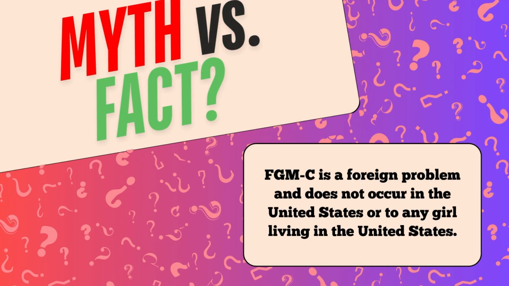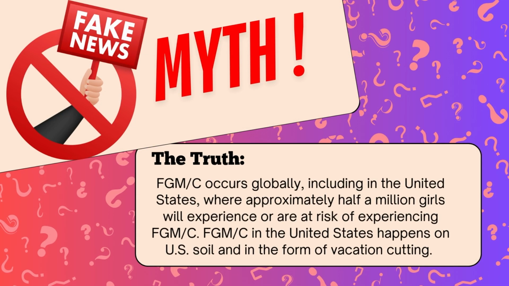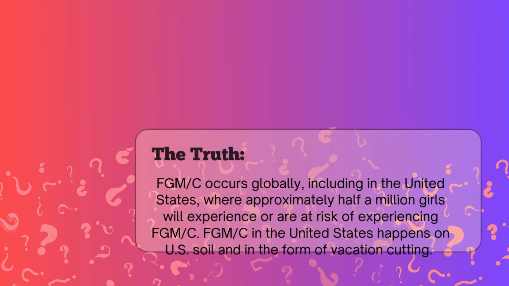Is the following statement a myth or a fact? FGMC is a foreign problem and does not occur in the United States or to any girl living in the United States. That is a myth. The truth is, FGMC occurs globally, including in the United States, where approximately 500,000 girls will experience or are at risk of experiencing FGMC. FGMC in the United States happens on U.S. soil and in the form of vacation cutting.